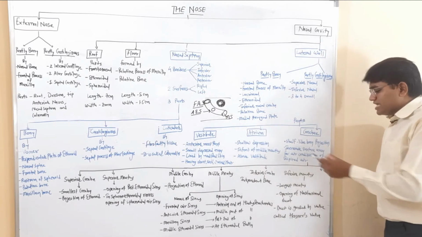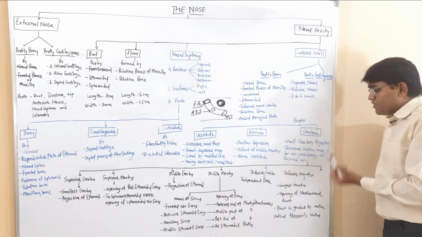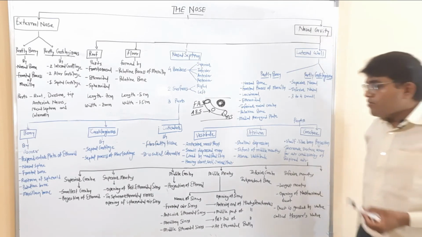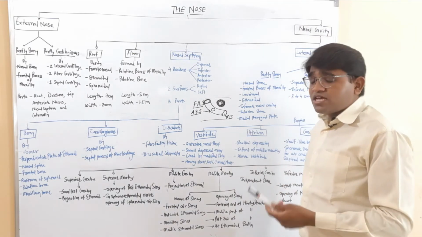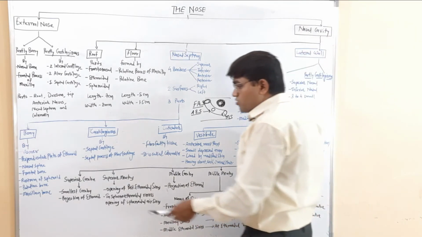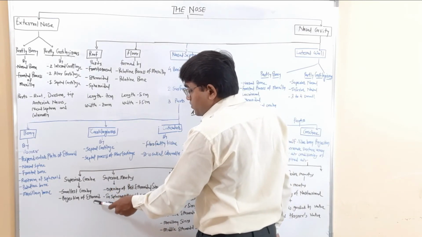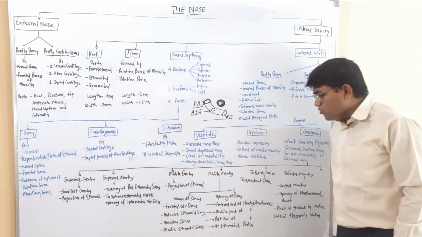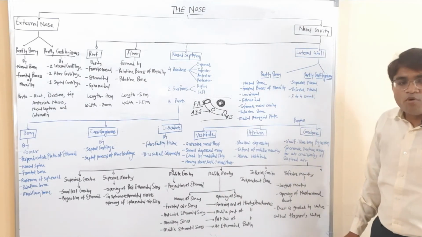Then the conchae are shelf-like bony projections. What is the function? They increase surface area for air conditioning of the inspired air. How many conchae and meatuses? 3 meatuses and 3 conchae are present. The superior concha is the smallest concha, a projection of the ethmoid bone. The middle concha is also a projection of the ethmoid bone, and the inferior concha is an independent bone.